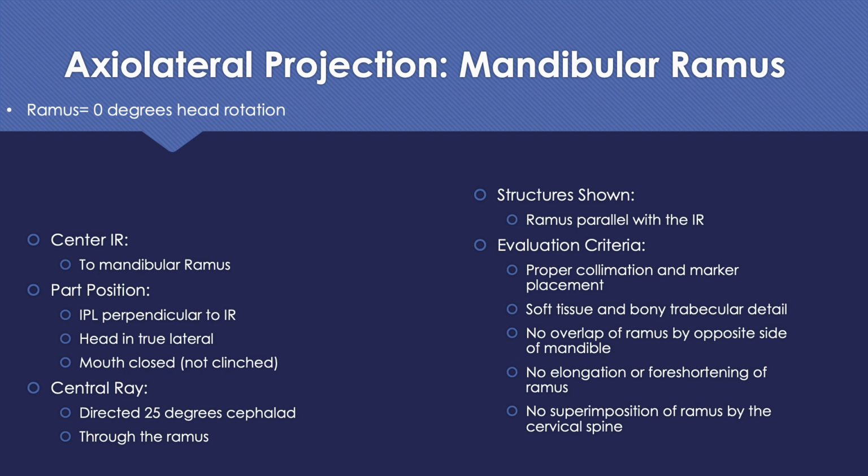As well as collimation, we will have to have proper collimation and marker placement, with soft tissue and bony trabecular detail shown very well. For this, there will be no overlap of the ramus by the opposite side of the mandible, with no elongation or foreshortening of the ramus, as well as no superimposition of the cervical spine.